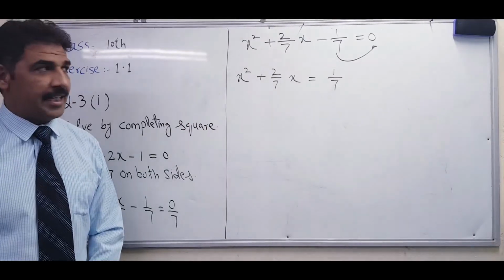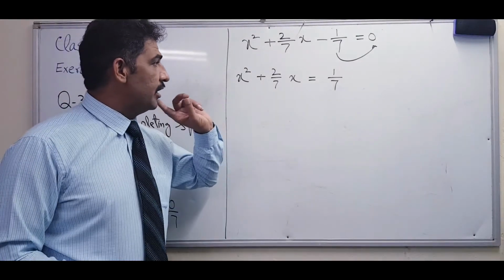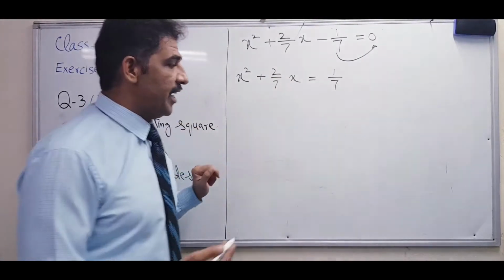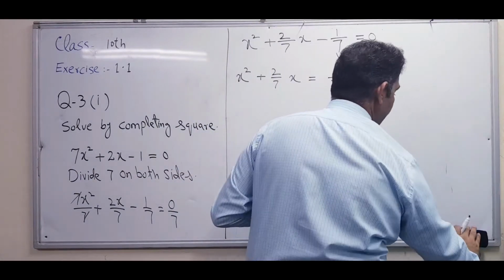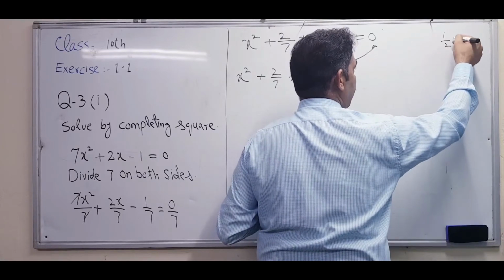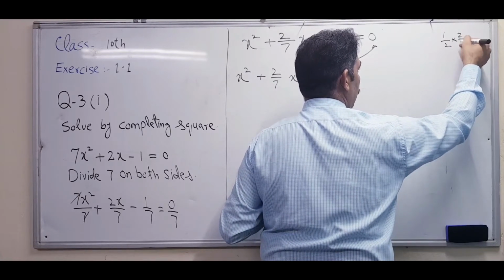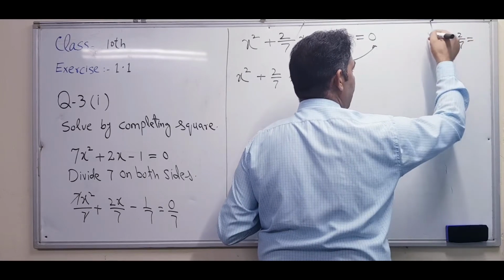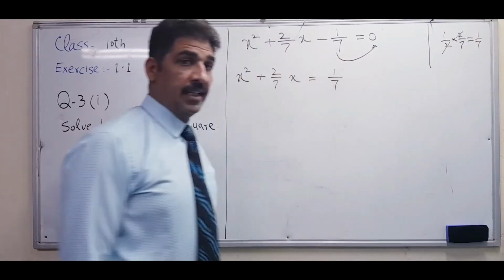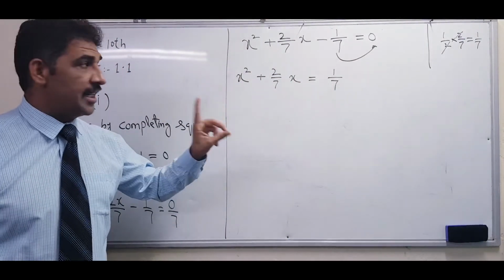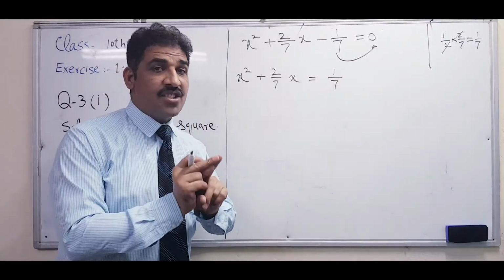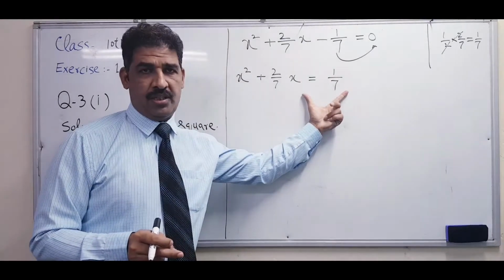Now what is the third step? The third step is that the coefficient of x is multiplied by half, like 1 over 2, that is the rough procedure. 2 over 7, then what answer do we get? 2 cancels, so 1 over 7. Multiply by half first, then whatever result we get, add its square on both sides of the equation.